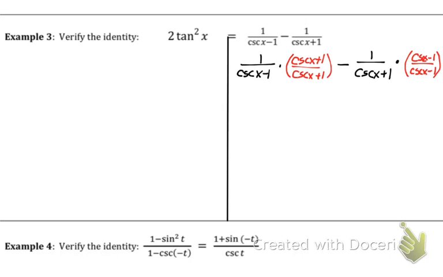Our two fractions are going to become cosecant x plus 1 over, this is just a difference of squares, so I don't have to worry about factoring or anything. It just becomes cosecant squared minus 1 squared, or just minus 1, minus cosecant x minus 1 over, once again, it's cosecant squared x minus 1.